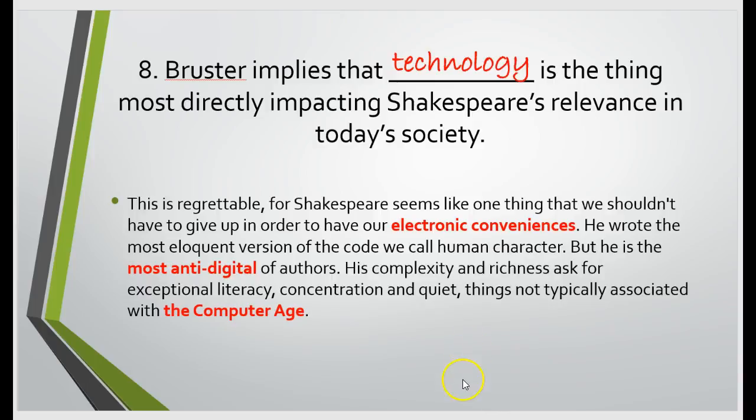He says Shakespeare's the most anti-digital of our authors, and he says, look, it's hard to read Shakespeare. It's complex. It's rich in language. You have to be very literate, and you have to be able to sit down and concentrate and in quiet, which are not things that are really part of our modern age or the computer age.